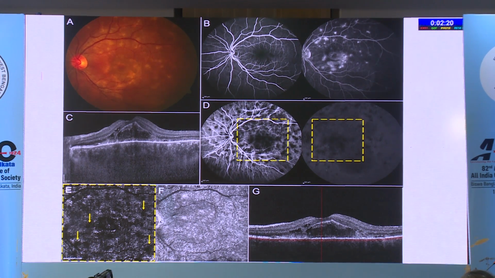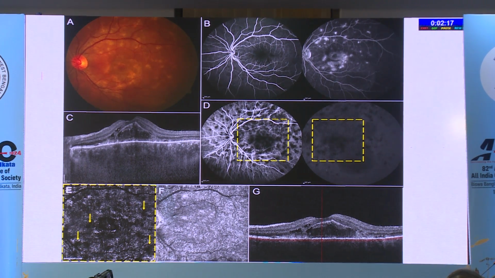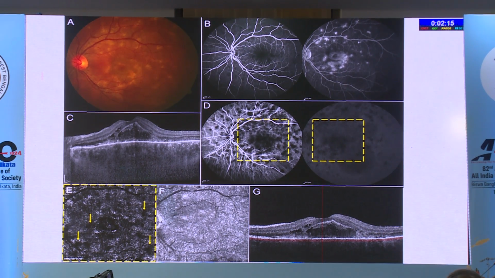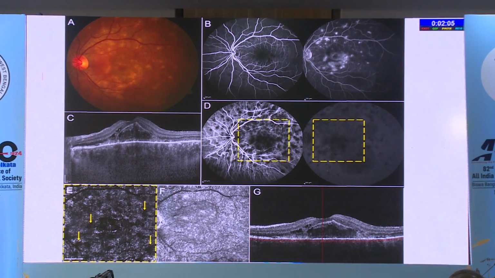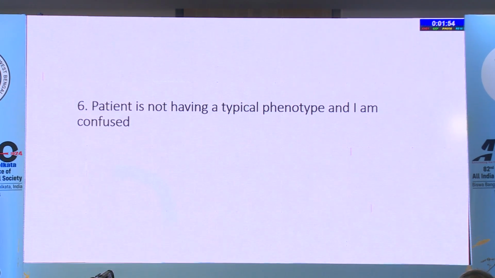There is no way a patient of VKH will be free of recurrences with steroids alone. They will respond, you will get good results, but they will keep coming back again and again. And every time there is a recurrence, there is a residual morbidity in the eye. So please refer them at the first go, if not at the time of recurrences.